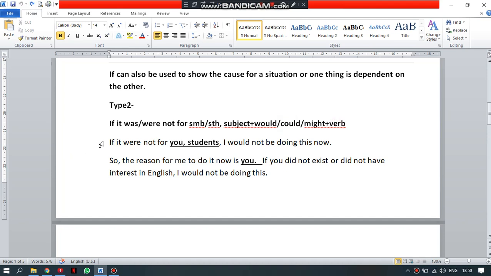For example, if it were not for you students, I would not be doing this now. So the reason for me to do it now is you. If you did not exist or did not have interest in English, I would not be doing this. In this sentence, we use type 2 because it is something. I mean, this is the action, not be doing. This is the action we are describing. We are talking about this. This is what our focus must be on.